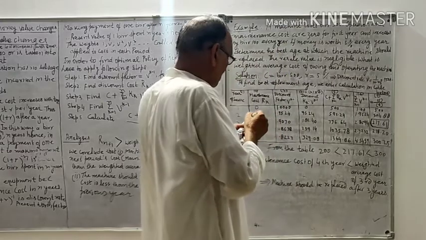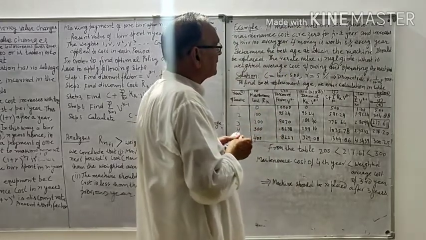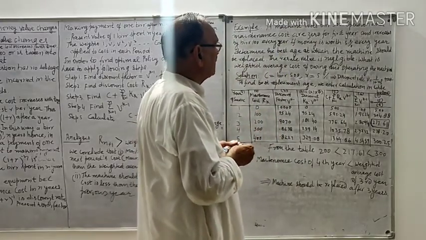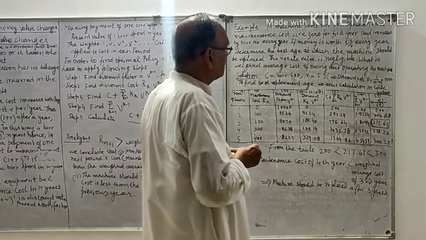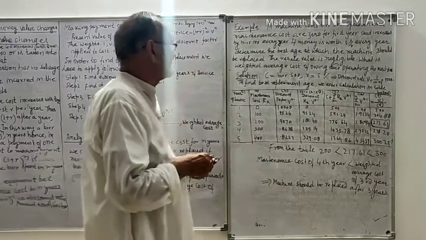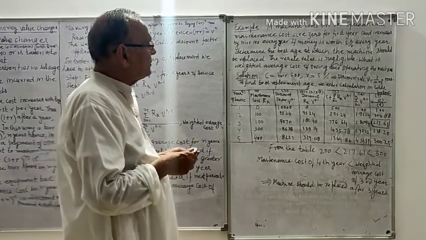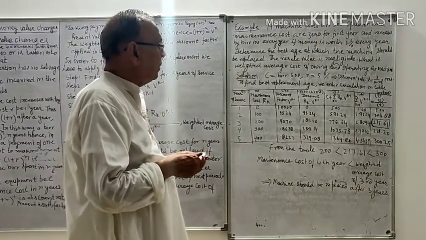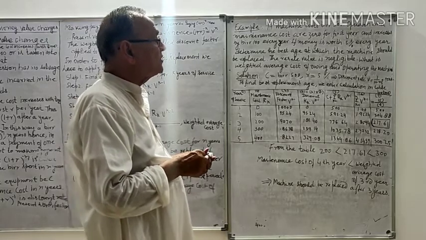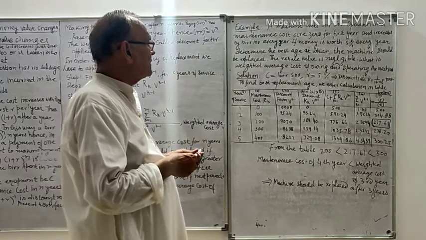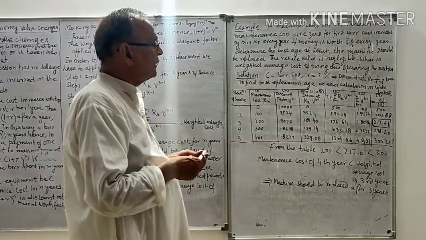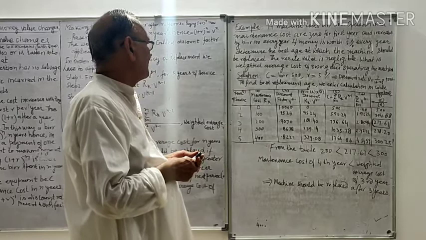If money is worth 5%, that is R is equal to 5% every year, determine the best age at which the machine should be replaced. The resale value is increasing. Salvage cost is taken to be 0 in this type of model. What is the weighted average cost of owning and operating the machine?